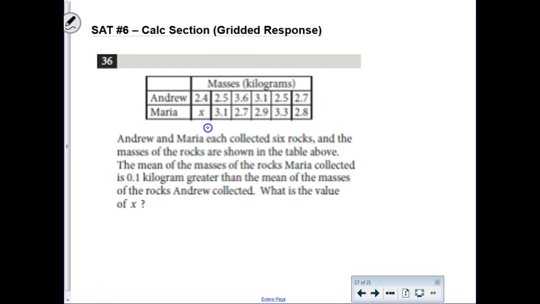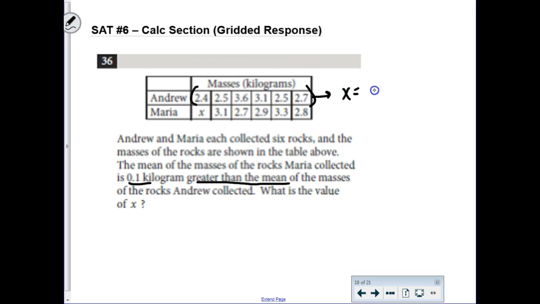All right, number 6, and we are still in the calculator section, which most of this is, but now we're gridded response. So the chance of us guessing is very, very minimal. Now read carefully because there's probably something weird going on here. Andrew and Maria, they collected 6 rocks. The mean of the masses of rocks Maria collected is 0.1 kilograms greater than the mean of Andrew's. This is just like that question about the basketball points. This is that same idea, okay? Whenever we figure Maria's out, we know it's going to be 0.1 greater than the mean of Andrew's. So can you just hurry up and find the mean of Andrew?